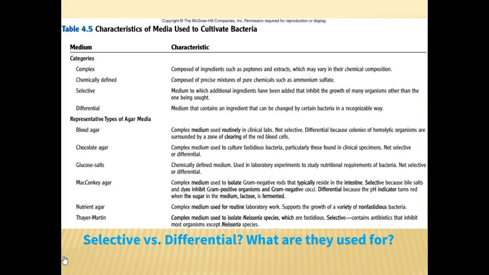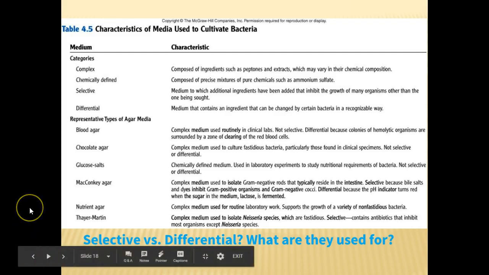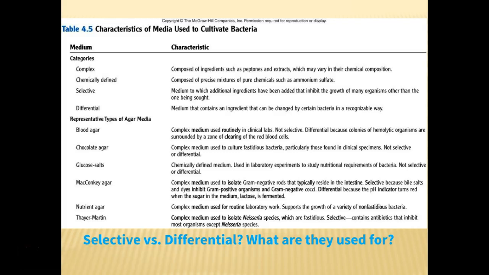So this is a description of different types of media and the characteristics that are used to create that agar and then determine whether it is helpful for us to use for the type of bacteria that we're trying to isolate. So there's complex media where there's a lot of peptones and extracts. The media that we've used so far has been complex media, okay? We've also used a little bit of nutrient agar. It usually supports the growth of a lot of different bacteria. So when we were doing our ubiquity lab, that was the kind.